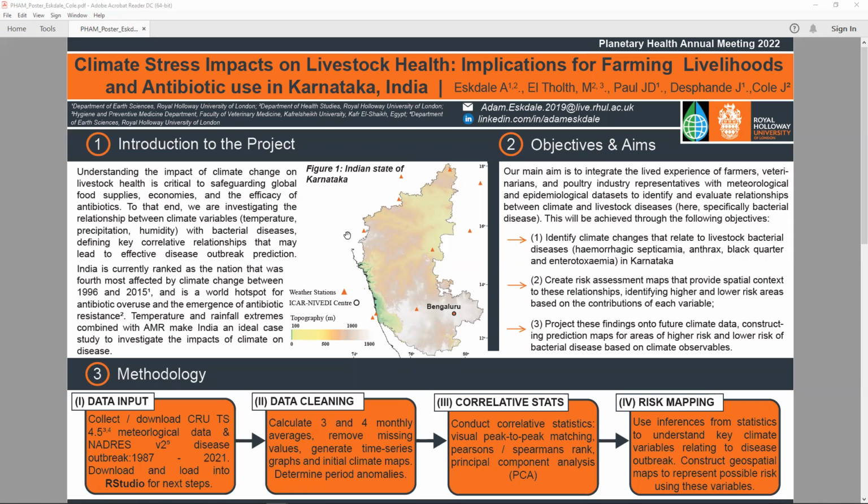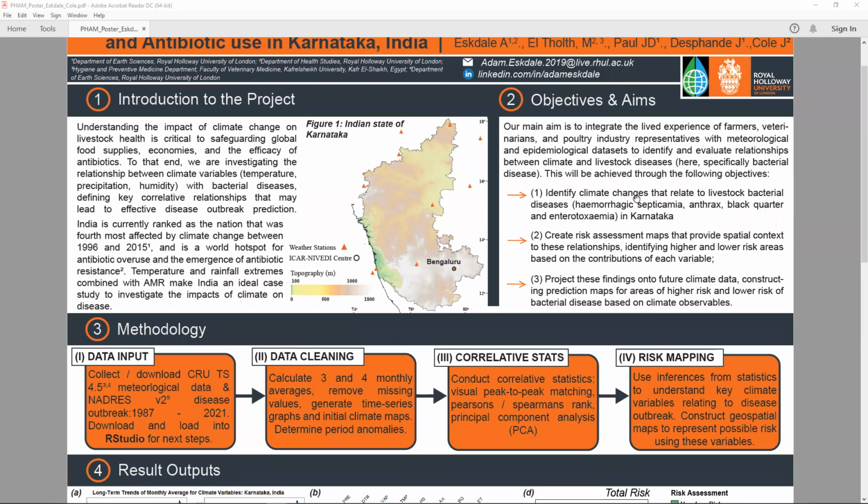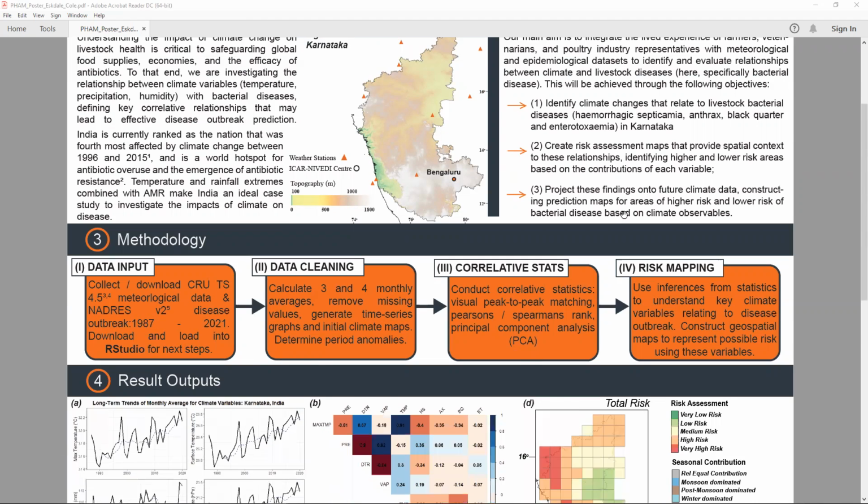The objectives and aims of this project were to identify climate changes that relate to livestock bacterial diseases, as aforementioned. We then wanted to use this information to create risk assessment maps that could be used to indicate areas around the state where climate was going to have a stronger impact on disease outbreak or a weaker impact. We then wanted to project these findings onto future climate data and create maps which could help provide long-term planning and safeguarding in the future.